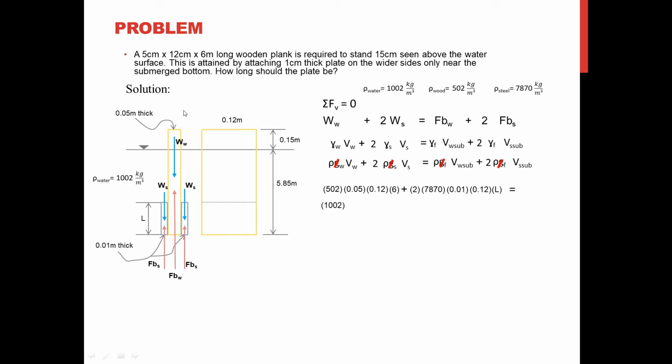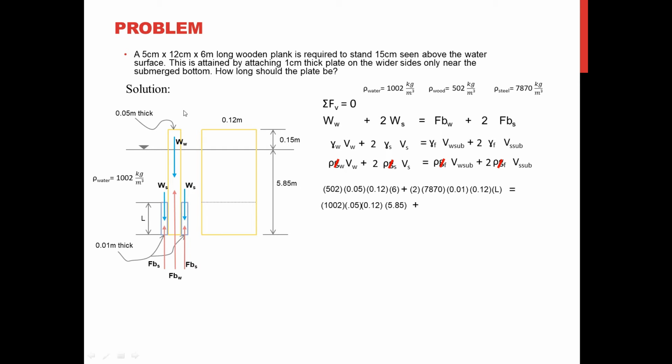So in here, we use the density of water or the fluid involved, 1002. So the volume for the wood submerged is 0.05 times the width 0.12. So this time, we are only concerned with the submerged portion, which is 5.85.